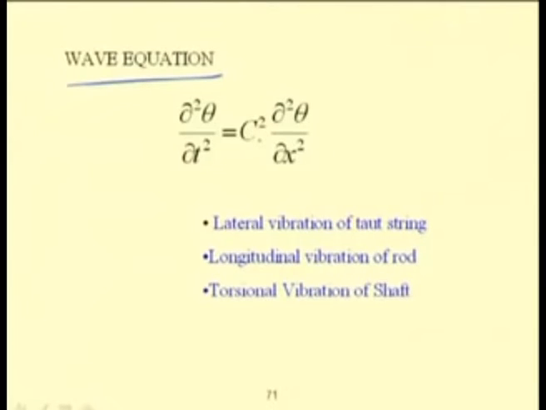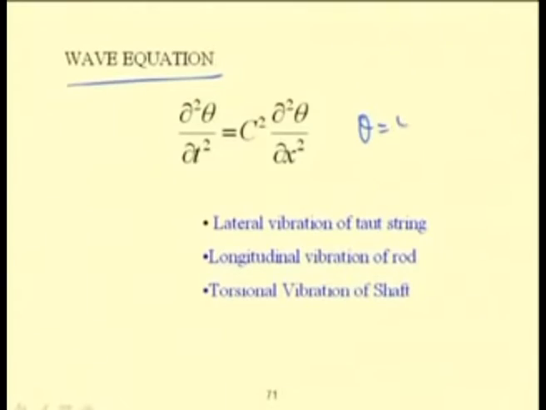This partial differential equation can be reduced to a set of ordinary differential equations by using the variable separation method, by substituting theta equal to psi x and q t. Then one can find the equation of motion and the mode shapes. So, psi x represents the mode shape and q t represents the time modulation. So, one can find the response of the system.